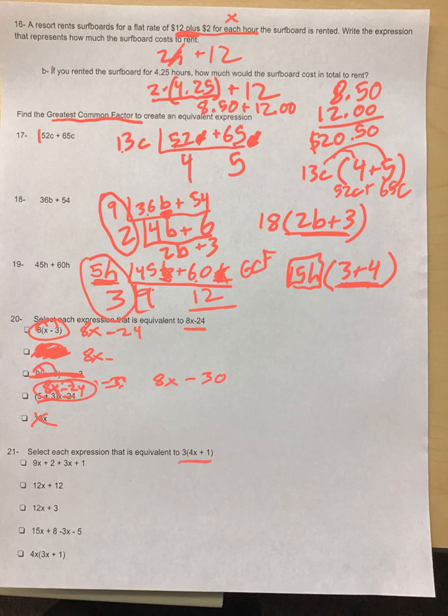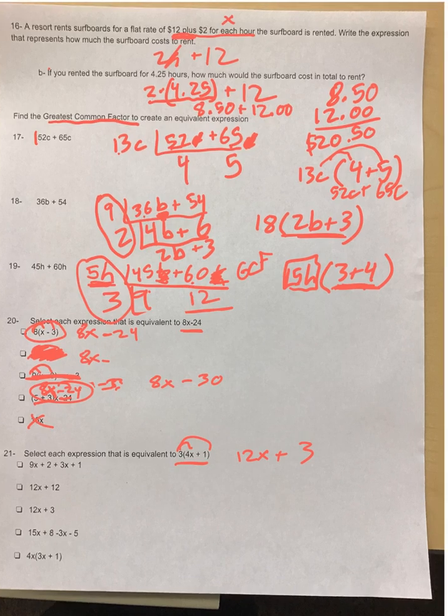Now this second one's a little bit trickier. We actually have to solve it first. So 3 times 4x is 12x. And then 3 times 1 is 3. So let's take 9x. Oops, sorry, I lost my pencil here. Let's take 9x plus 3x is going to be 12x. We're good so far. 2 plus 1 is 3. Ooh, first one's good. Okay, second one.